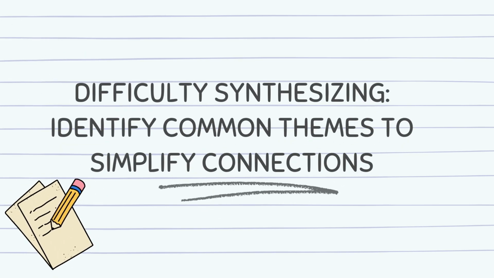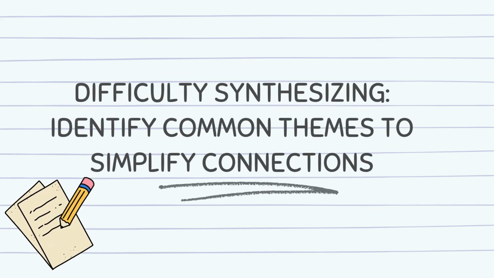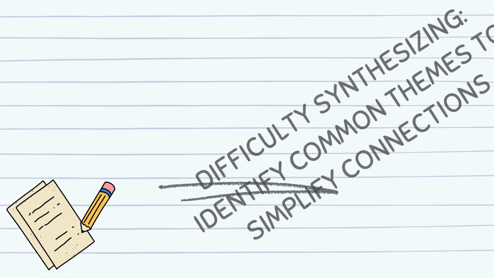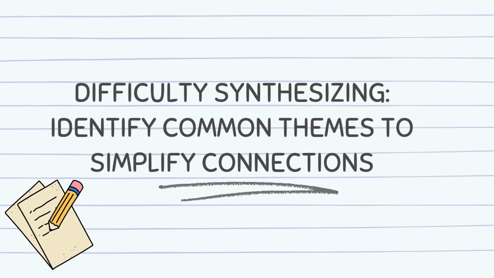Difficulty synthesizing. Identify common themes to simplify connections. Overcoming difficulty in synthesizing literature. Identifying common themes to simplify connections. Writing Chapter 2, Review of Related Literature, in a thesis requires more than just summarizing sources.